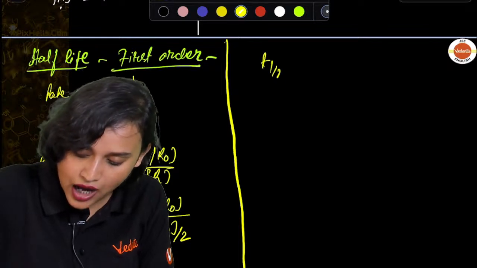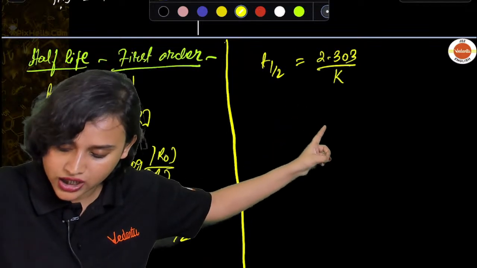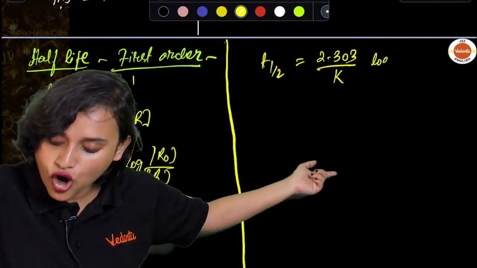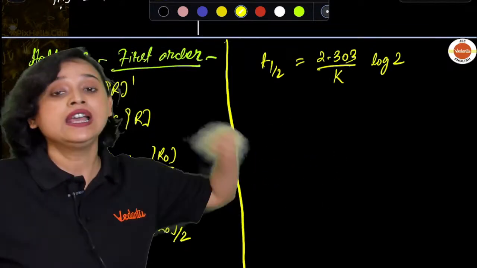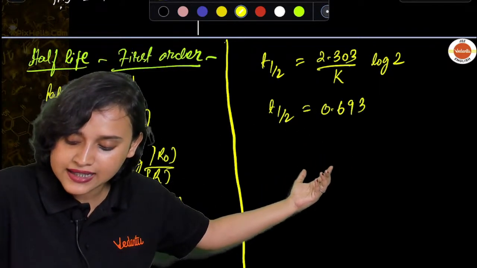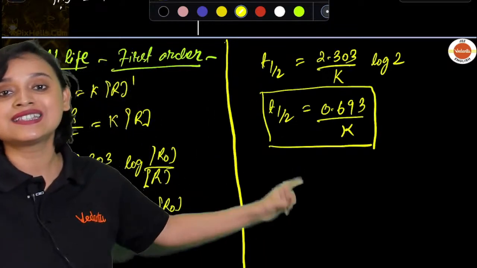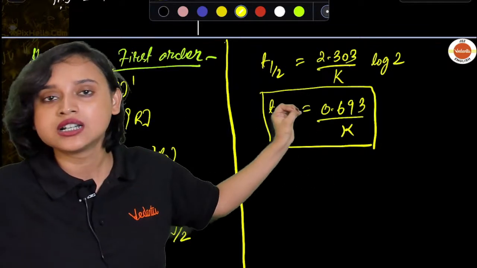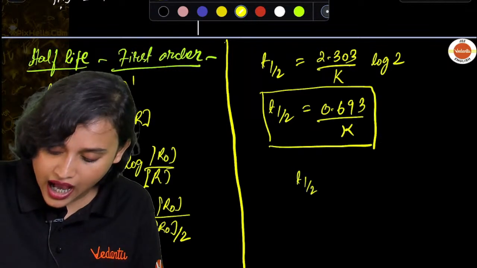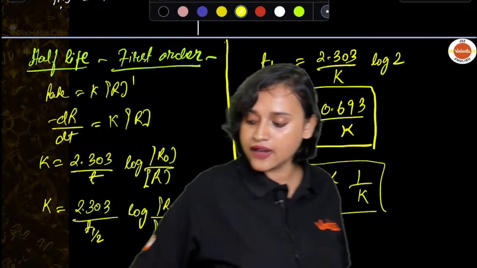So that means now my T half is equal to 2.303 divided by K, cross multiplication. And here log of R naught by R naught by 2, so that means it will be log of 2. If you calculate this, you find that T half is equal to 0.693 divided by K. And this, my dear student, is a very important term because this is utilized in majority of the numericals that you will be doing. The conclusion is that T half is proportional to 1 divided by K. Remember this also.